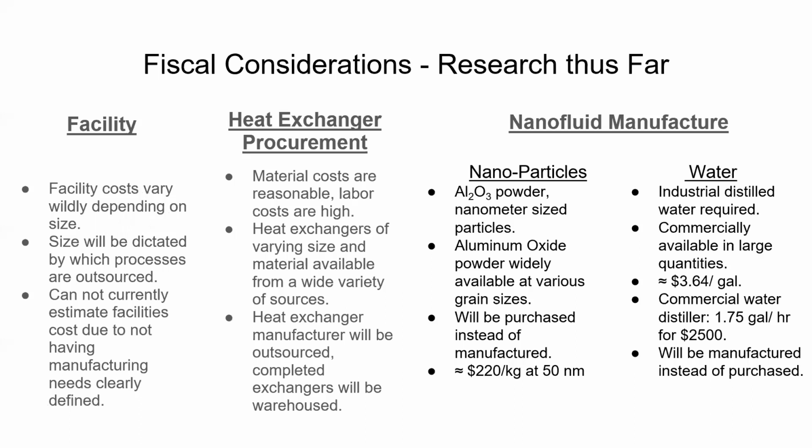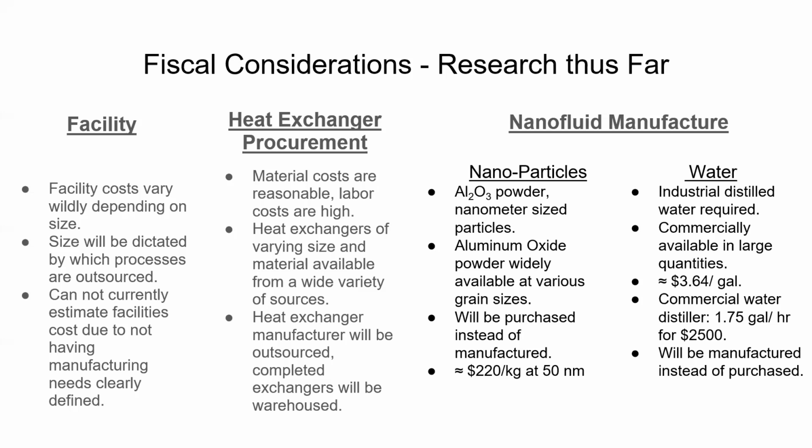Lastly, I will be working on the fiscal aspect of starting a company in Pomona to produce these heat exchangers. Initially, I wanted to focus on a facility and quickly realized that facility costs vary a lot based on size, hookups, and equipment. Right now, we can't determine what type of space we would need because we haven't done any other studies, so we can't currently estimate facility cost.